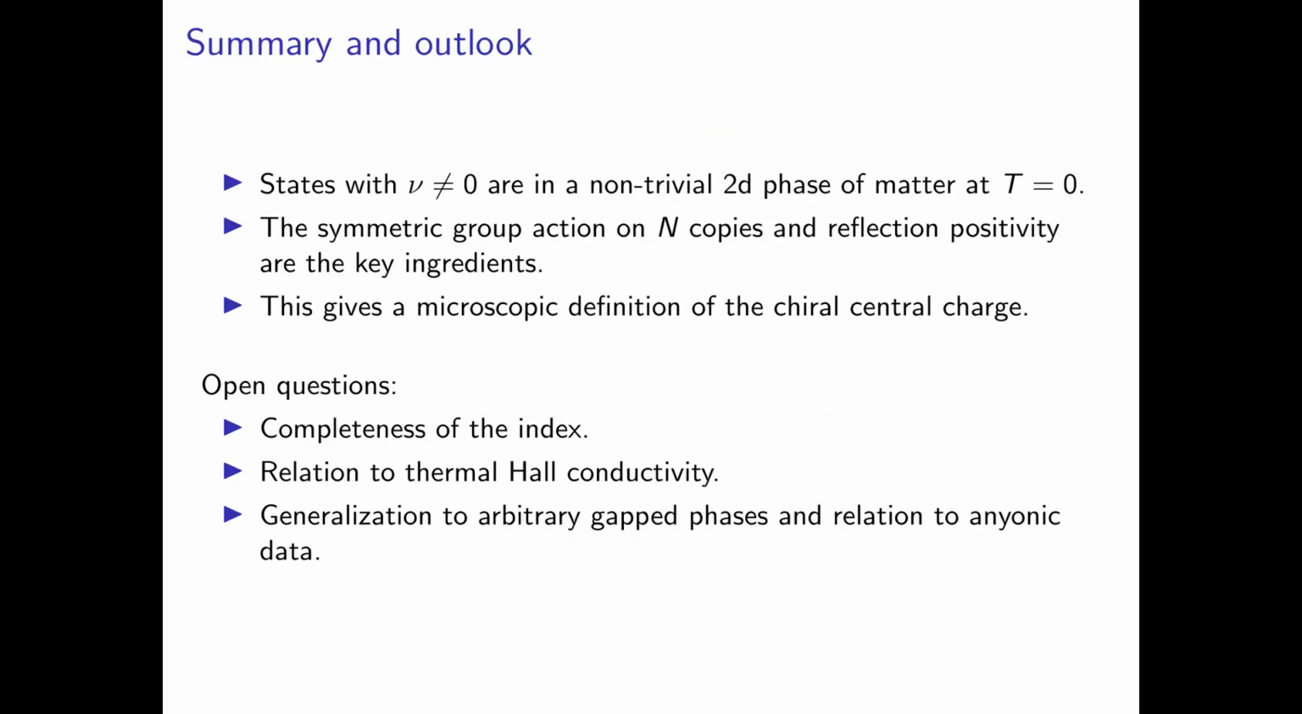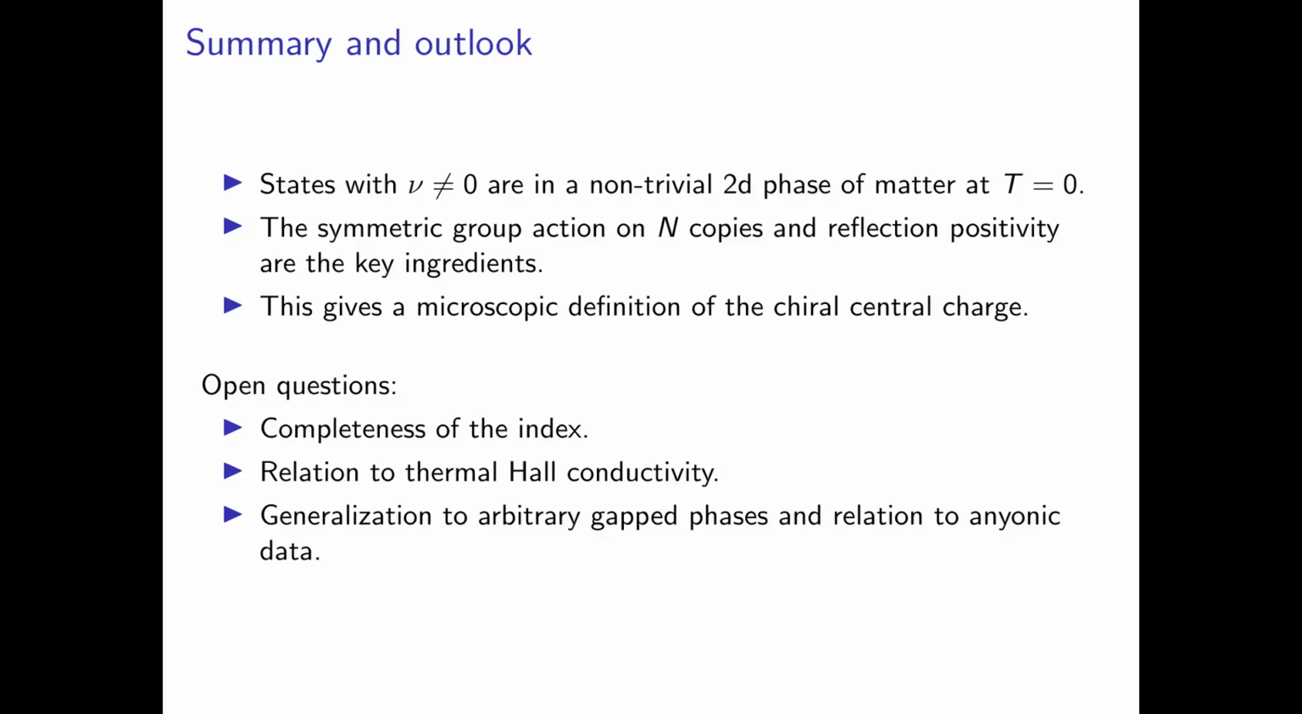Okay, so let me summarize. The free-fermionic states with non-trivial Chern number provide examples of non-trivial 2D phases of matter, and now we have a mathematical proof of this. The essential ingredient in constructing this invariant is the observation that n copies have an extra permutation symmetry, and also reflection positivity, which further fixes the action of the permutation symmetry on the defects. This gives a microscopic characterization of the chiral central charge. So when our system can be related to conformal field theory, we get the same numbers that are related to a chiral system.